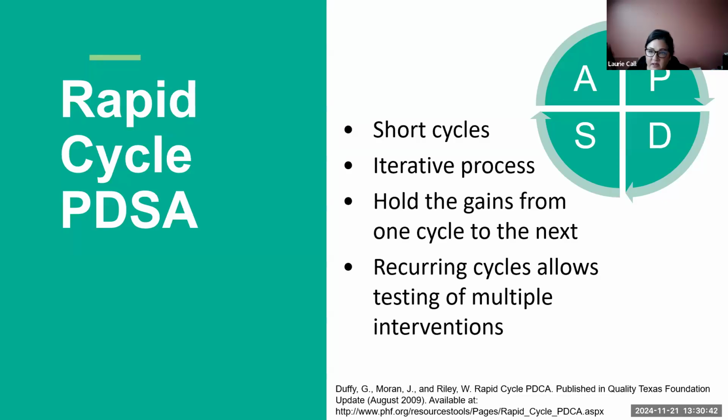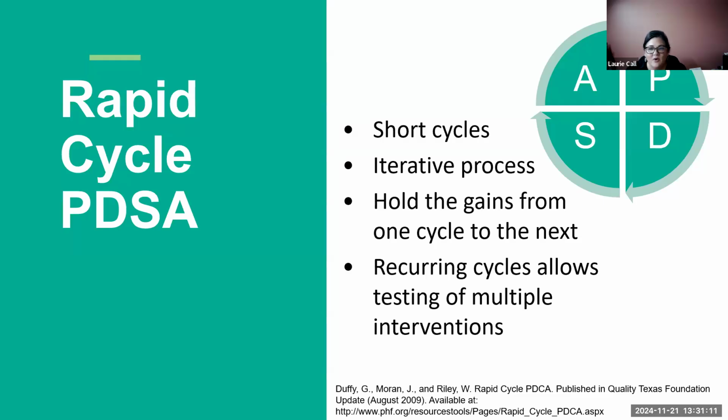So the rapid cycle improvement, these are short iterative cycles. It's an iterative process. We are trying to hold the gains from one cycle to the next. So, okay, this is working. This is great. I think about it kind of like when you're starting a new January 1, you're starting your new health and fitness routine and it's so hard to do everything at once, right? It's so hard to do all the stuff at one time.